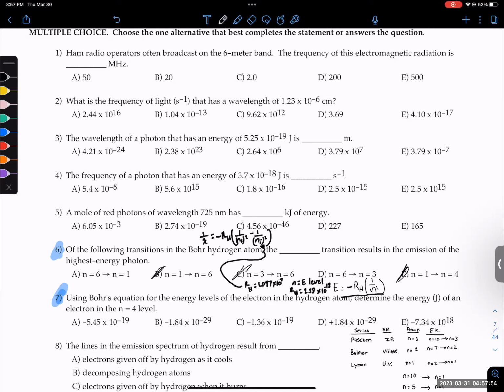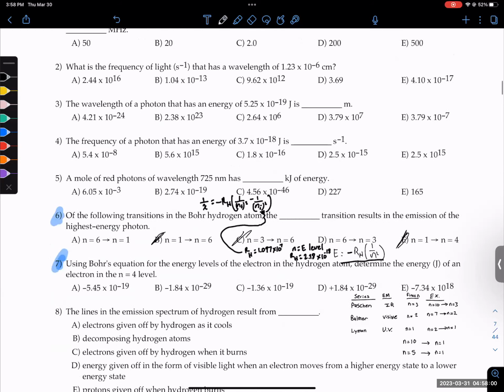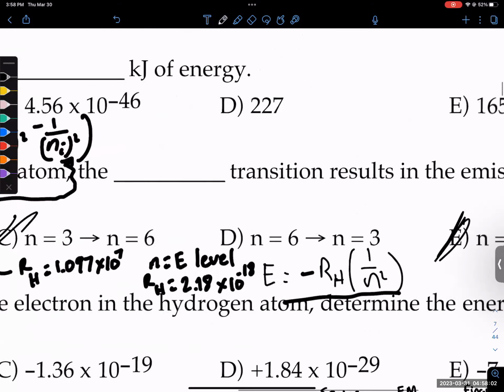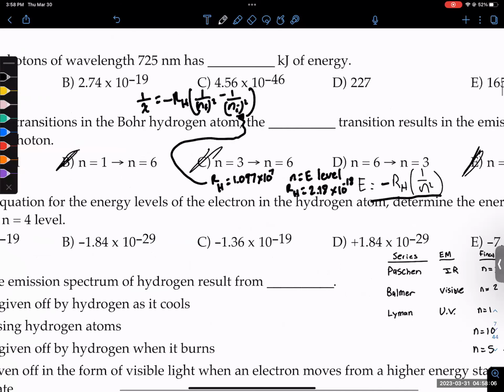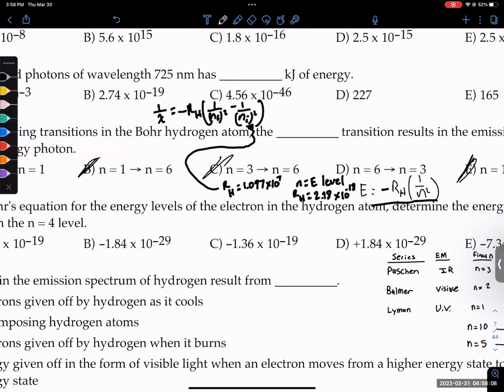All right. Using the Bohr equation for the energy levels of an electron in the hydrogen atom, determine the energy in joules of an electron in the n=4 energy level. All right, we use this one: E equals negative R_H times 1/n squared. So we plug in all our values.